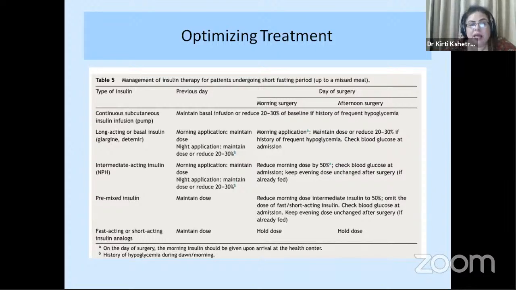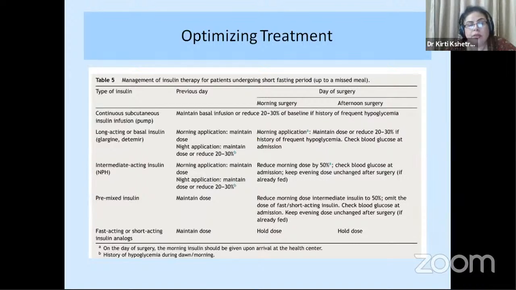Glargine is generally given as an HS dose, but if the patient is taking it in the morning, it can be given as a morning dose because it does not cause peaking. It provides a basal supply of insulin to the body, so it is continued on the day of surgery as well. When intermediate insulin is given, the doses have to be maintained a day prior, and again a 20 to 30% reduction, as we've already discussed.